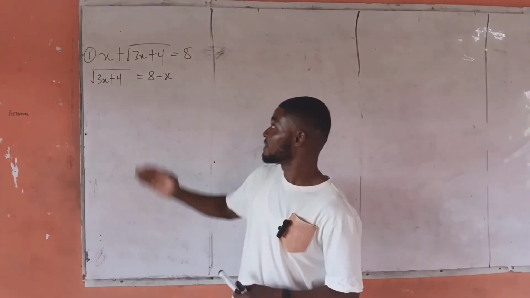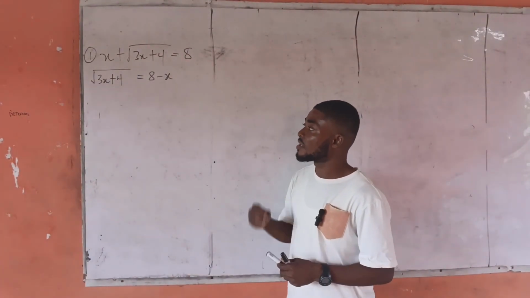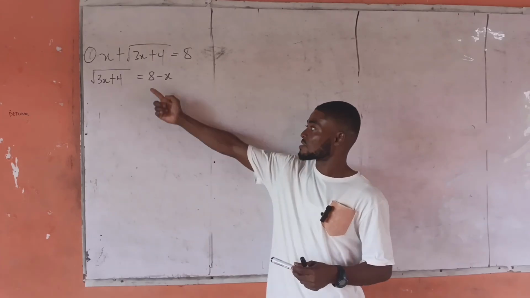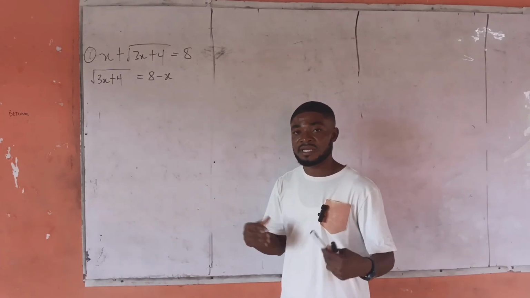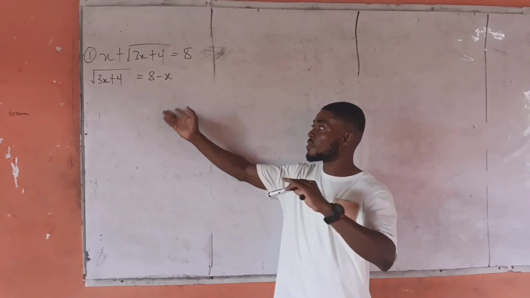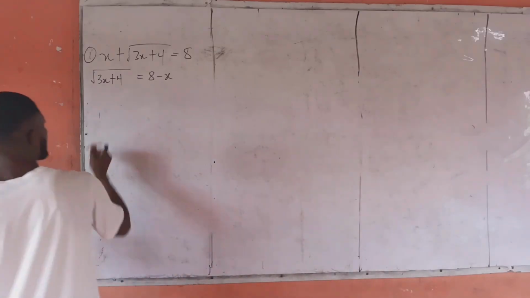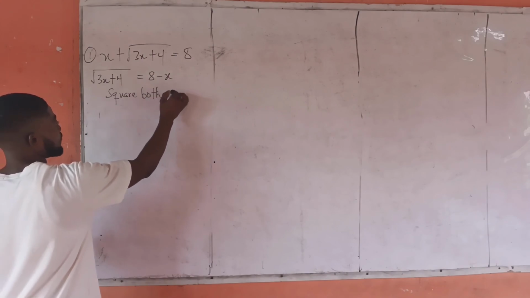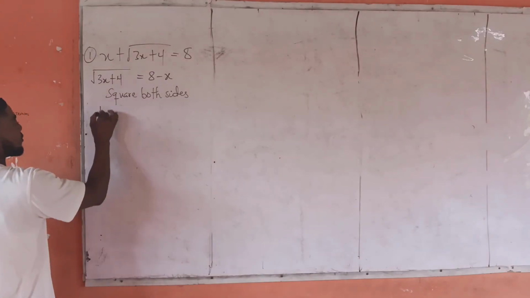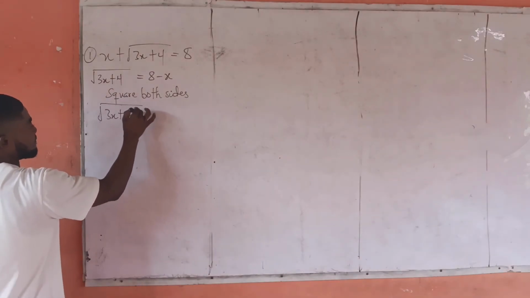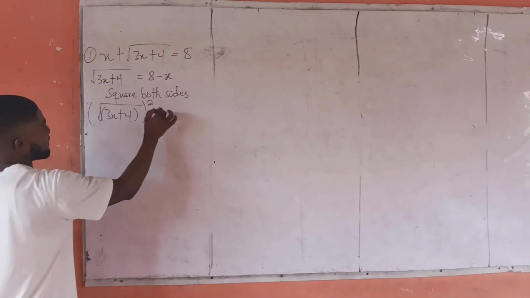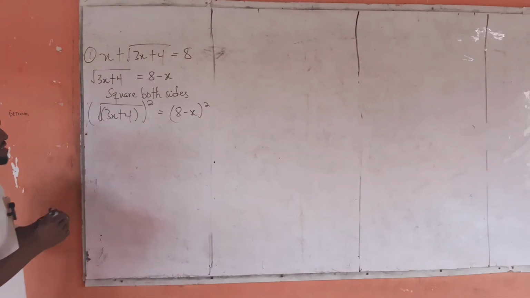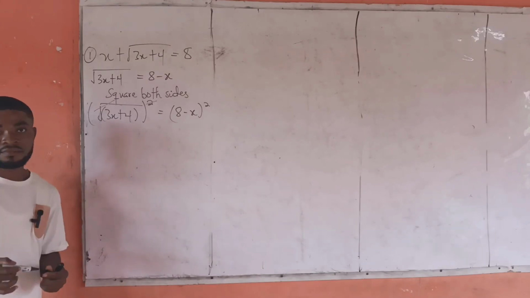Now I have decided to move the x to the right side, making it root of 3x plus 4 is equal to 8 minus x. And then from here, because of the square root concept, I have to square both sides, and then I'll be able to get the square root away. Now after doing this, I take care of the square root with the square.